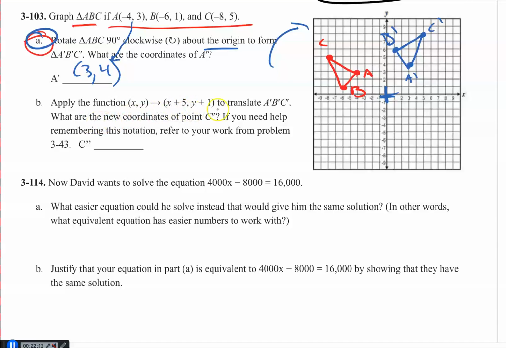Alright, apply this function. I'll give you a hint and then you can do this one on your own. X plus 5, y plus 1. X plus 5 means we're on the x-axis and we're going towards the right because positive's towards the right. So move right 5. It's a translation. So take this triangle and move right 5. And then we have y plus 1. And up on the y-axis is positive direction, so y plus 1 means go up 1 also. So take this triangle, go right 5, up 1.